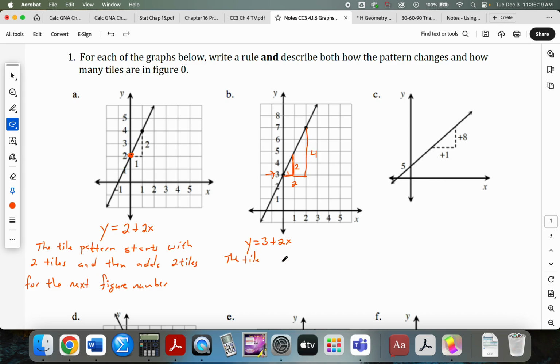The tile pattern starts with 3 tiles and adds 2 tiles for the next figure number.